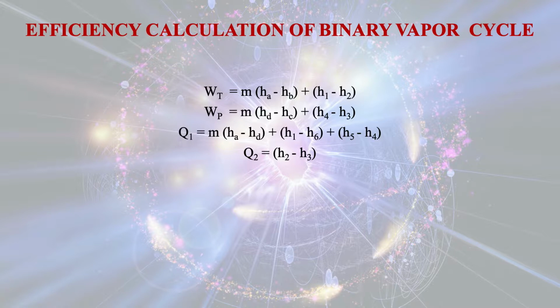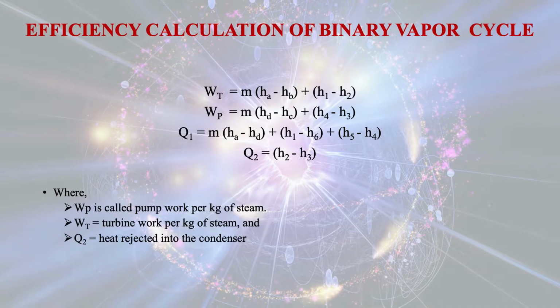But Q1, the heat input, is equal to m multiplied by (HA minus HD) plus (H1 minus H6) plus (H5 minus H4). So m is the mass of the mercury circulating in the topping cycle, and in the bottoming cycle we assume that 1 kg of steam is circulating in the steam cycle. But Q2 is the heat rejected in the condenser of the steam turbine, that is equal to H2 minus H3.